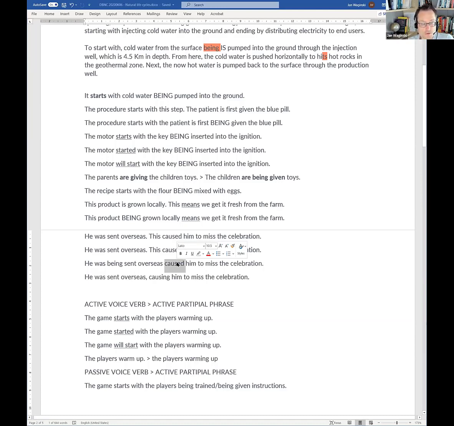Last class, I mentioned a rule that said nouns can have one job. They can either be the subject or an object, but they can't do both at the same time. So what is the subject of caused? Being sent overseas? There you go. Being sent overseas. That's correct now. So this is your subject now. Being sent overseas caused him to miss the celebration. Okay.